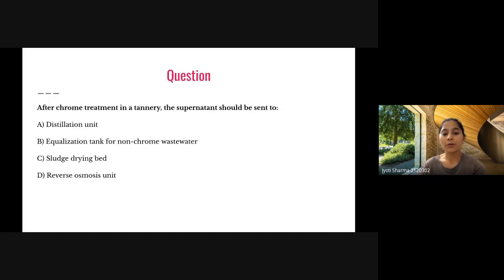Okay. After chrome treatment in the tannery, the supernatant should be sent to: distillation unit, equalization tank for non-chrome wastewater, sludge drying bed, or reverse osmosis unit.